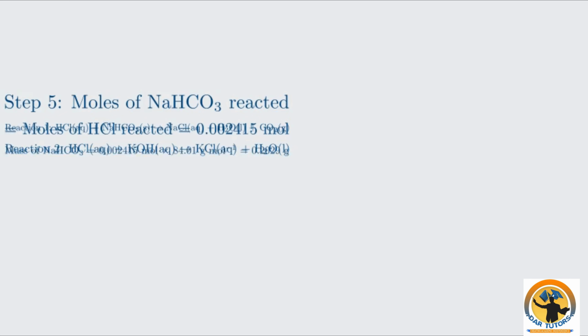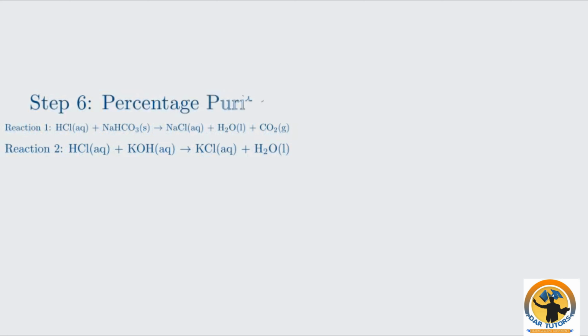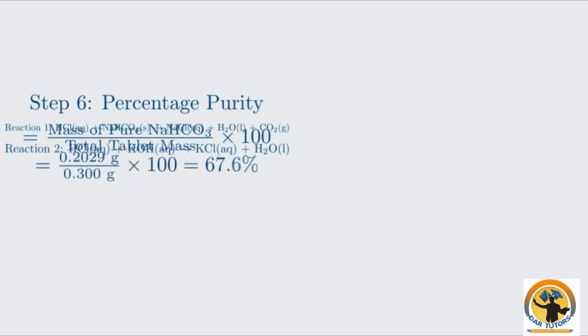The question asks for the percentage purity of the NaHCO3 in the tablet. We take the mass of NaHCO3 we found and divide it by the total mass of the tablet, multiplying by 100. 0.2029 grams divided by 0.300 grams times 100% gives a percentage purity of 67.6%. This shows how back titrations are essential for analyzing many types of real-world samples.